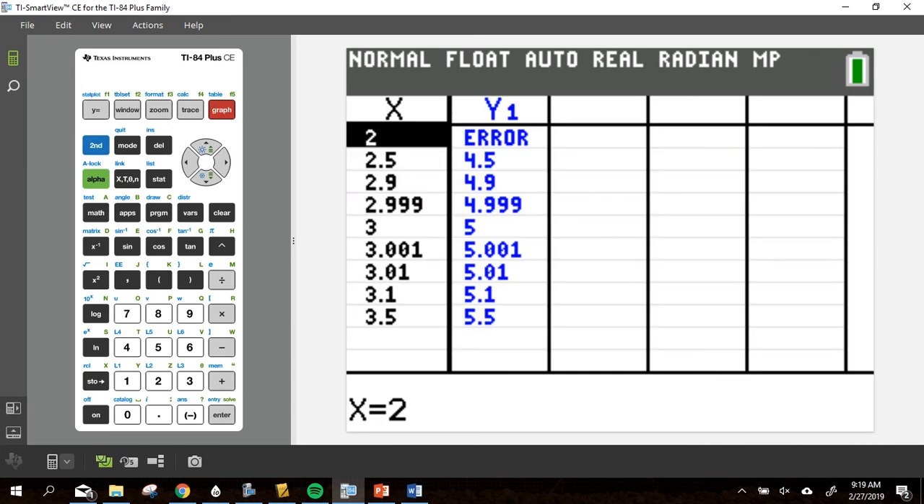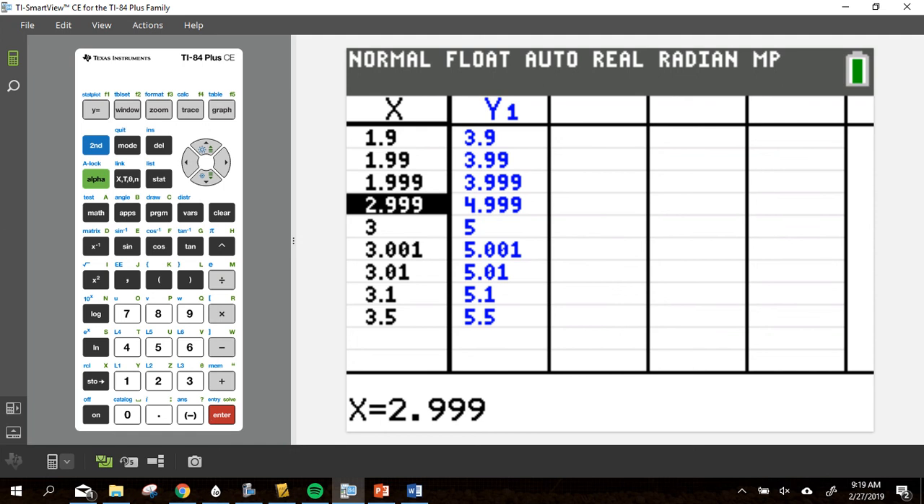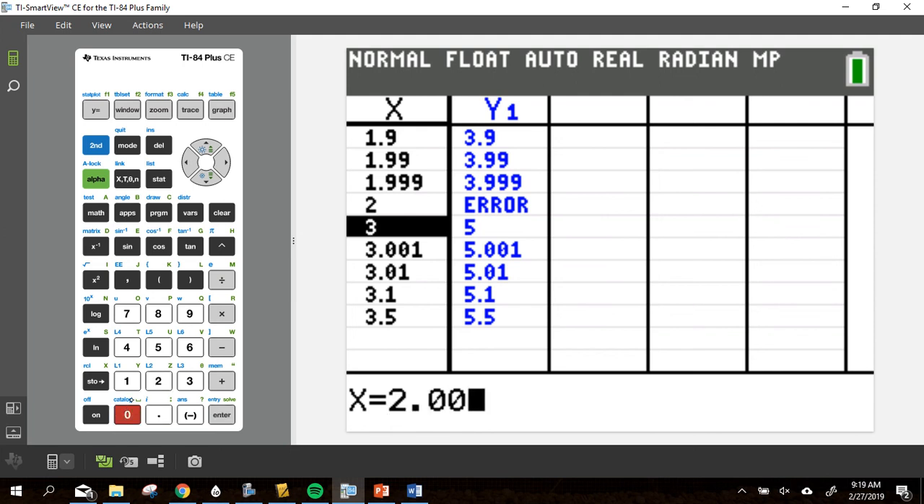Looking at the second table, I want to find the limit as x approaches 2. So what number should I plug in on the left-hand side? 1.9. 1.99. 1.999. Then I'm going to type in 2. In my calculator, what happens when you plug in 2? There's an error, because you had 0 over 0. That was indeterminate form. So if you would have just plugged in 2, it doesn't help us at all. But I plugged in 1.999. Let's go 2.001. 2.01. 2.1.